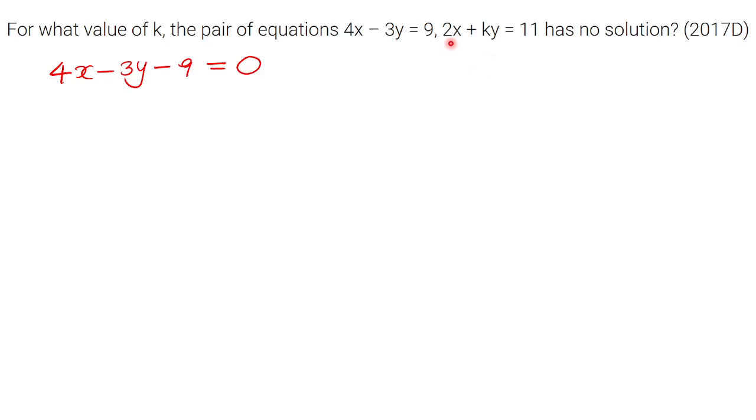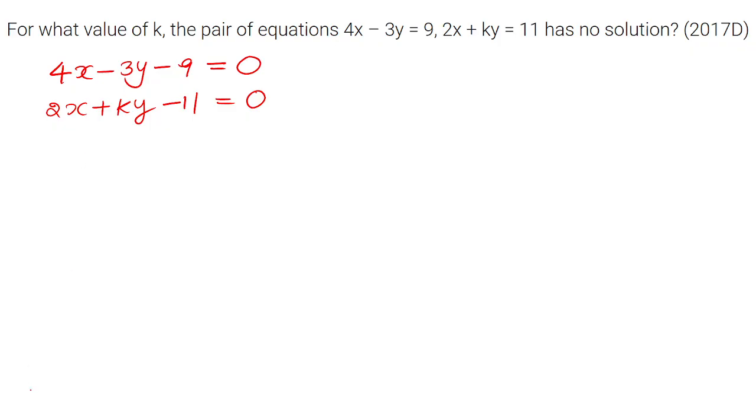The next equation is 2x plus ky. This 11 can be taken to the left hand side. It becomes minus 11. The two equations have no solution. We studied this in the previous class.